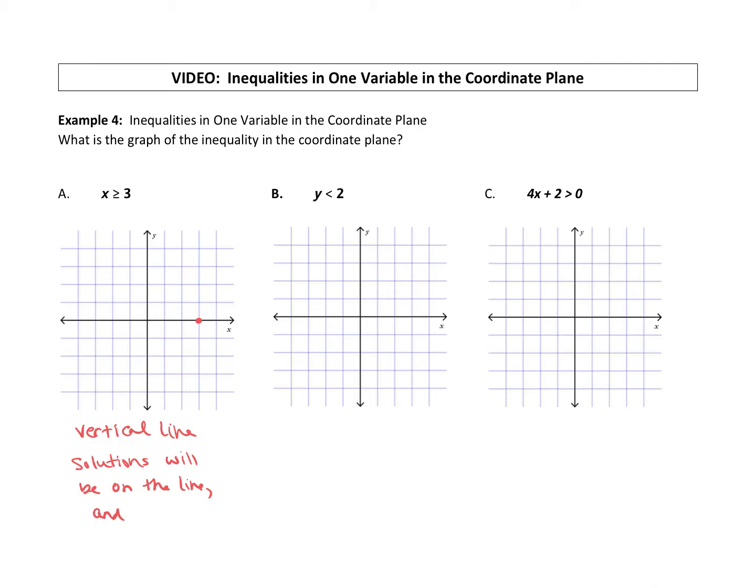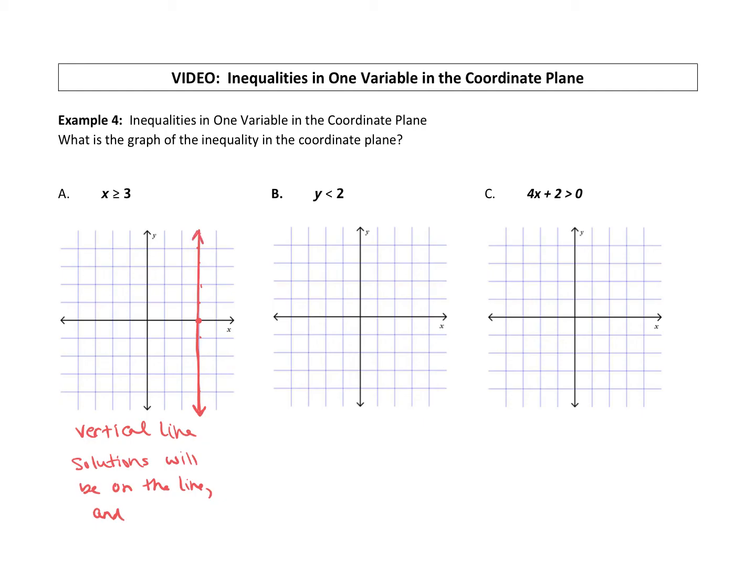Where else does x equal 3? x equals 3 at all these points. It doesn't matter what the y is, every single x is a 3, so it forms a vertical line. Because the solutions are on the line, we're going to draw a solid line. So your or equal to's get solid lines.